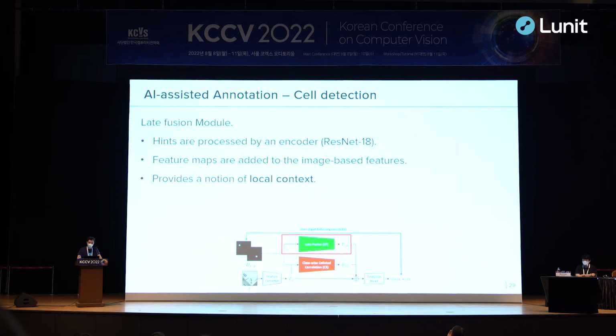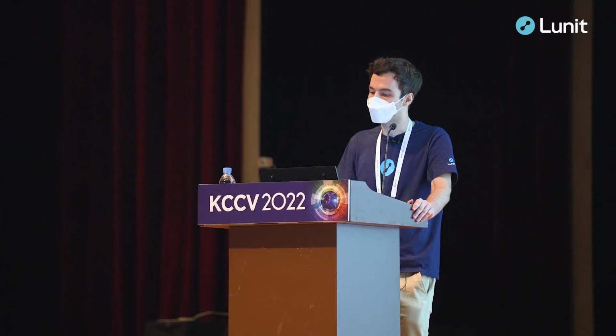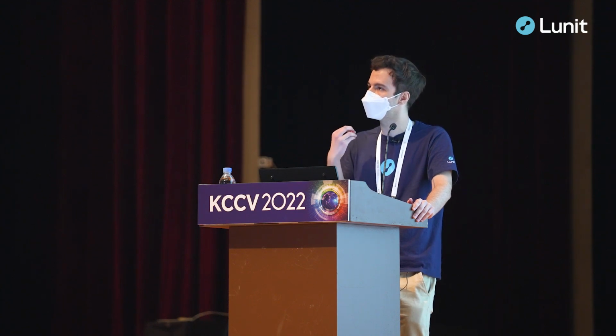So this late fusion model deals with local context. We provide to this module the hint of the annotator and the image, and then we pass them through an encoder, and this encoder will learn the relationship between the local hints and the image and the object, and then we concatenate this to the feature maps.